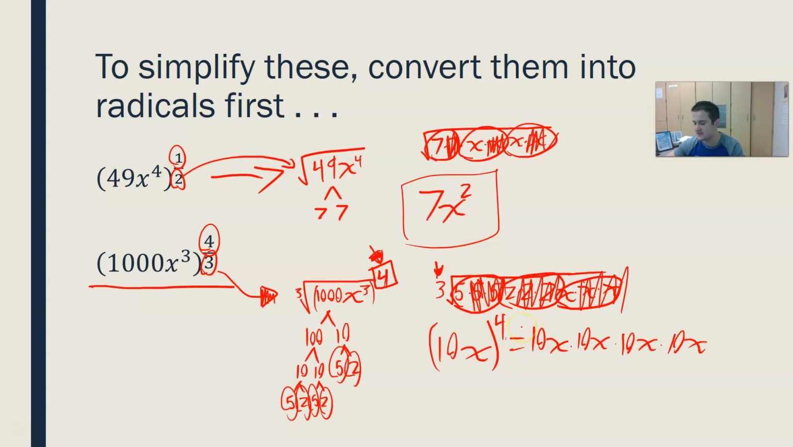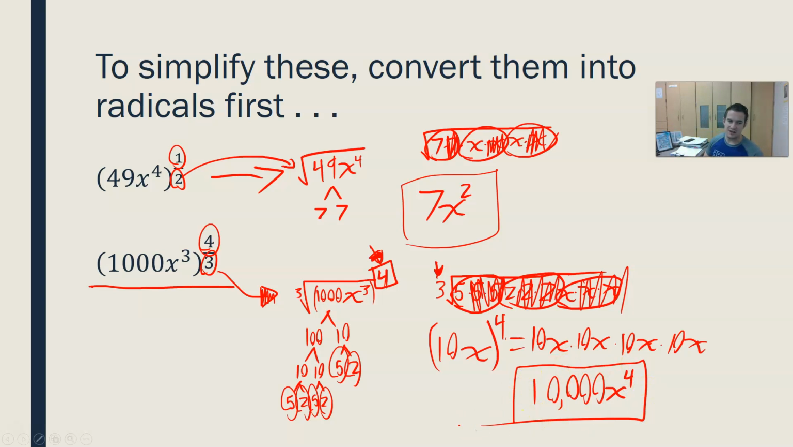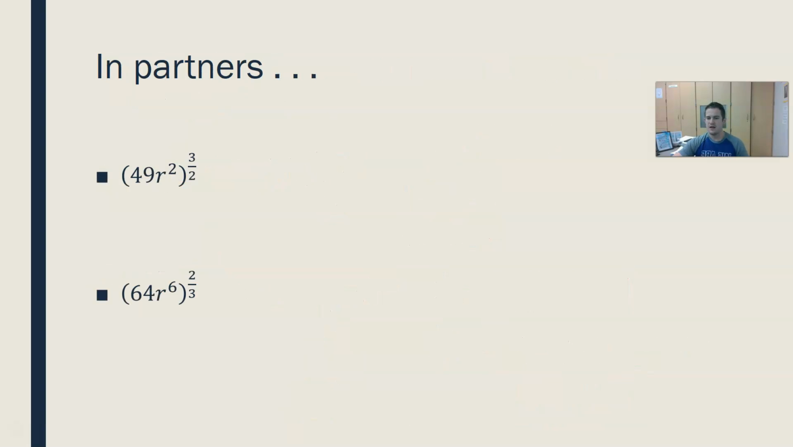To the 4th power means I'm multiplying it by itself 4 times. So 10 times 10 times 10 times 10, or 10 to the 4th power. Let's see, that's going to be 10,000. I have 4 zeros here. 10,000, and then x times x times x times x is going to give me x to the 4th. So my final answer there is 10,000x to the 4th. Okay? 10,000x to the 4th. Let's do a couple more.